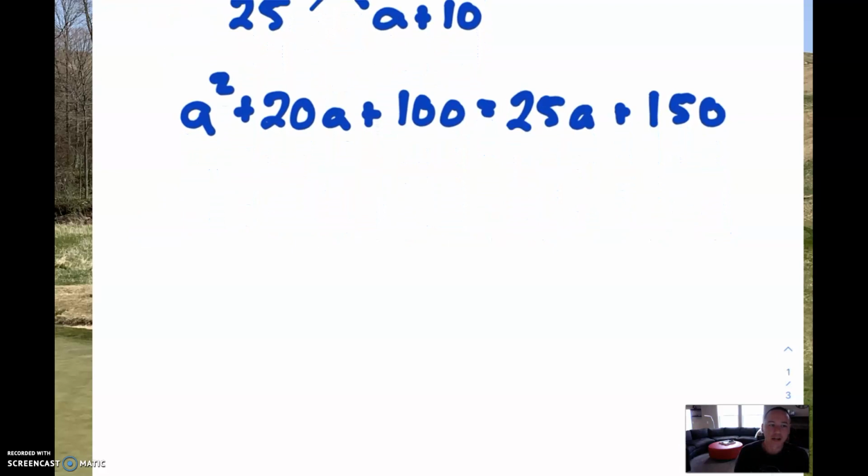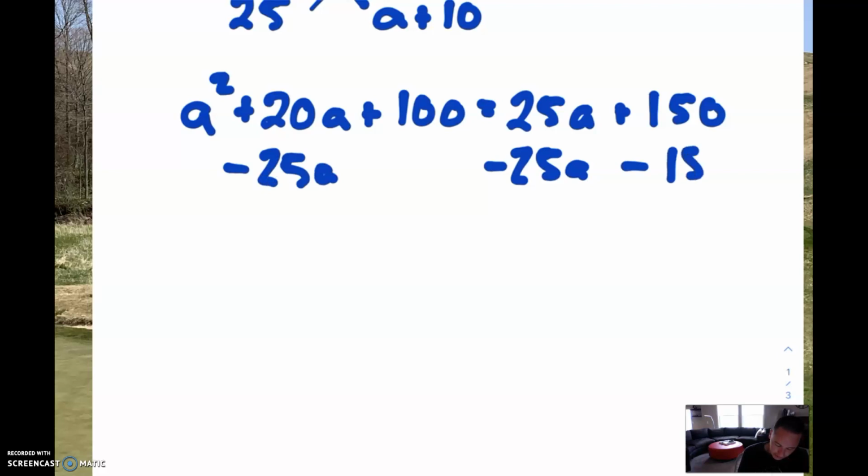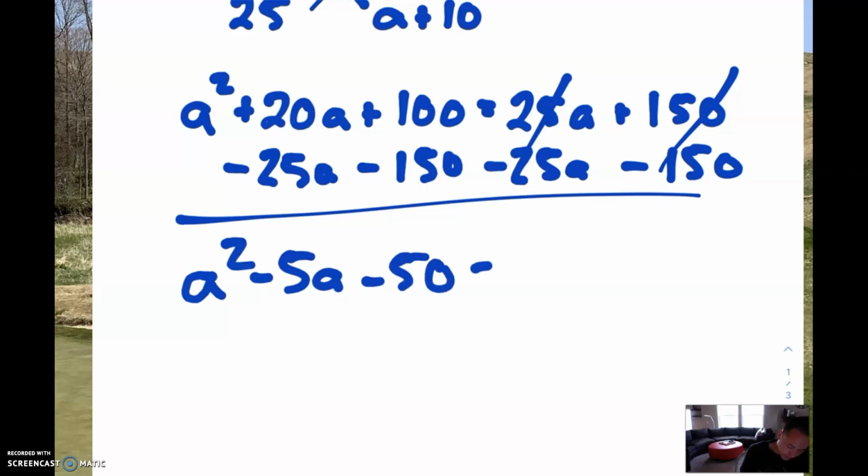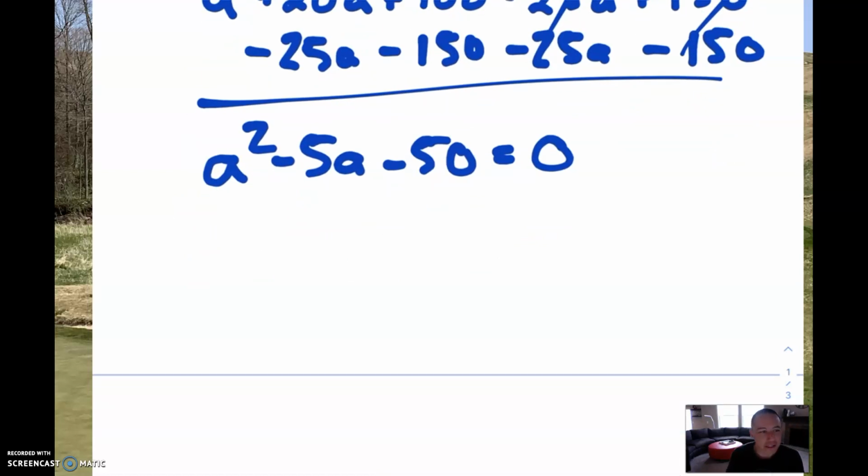So now we've got this quadratic equation, and we have to solve it. And hopefully you remember from the quadratics unit, to solve any quadratic equation, it's probably easiest to set it equal to 0. So let's subtract 25a from both sides. And then let's also subtract the 150 from both sides. And by doing that, we get a result of a squared minus 5a minus 50 is equal to 0. Much more simple looking quadratic equation.